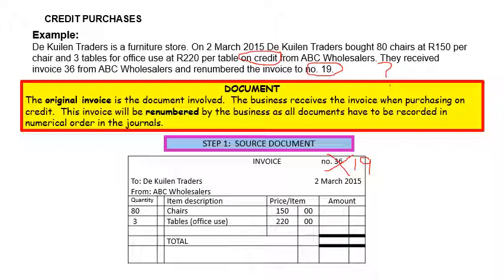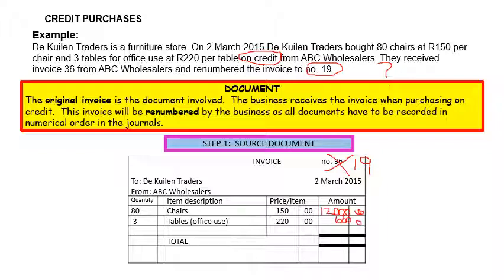This is the original invoice. Now let's complete this. It tells us we are buying 80 chairs at 150 Rand a chair. So in total, this is 12,000 Rand. Remember, in the amount column you won't have to complete this; it will be completed by ABC wholesalers, but I'm completing it now so that you can see. Then 3 tables for office use: 3 times 220 is 660.